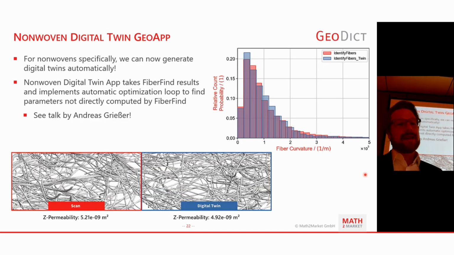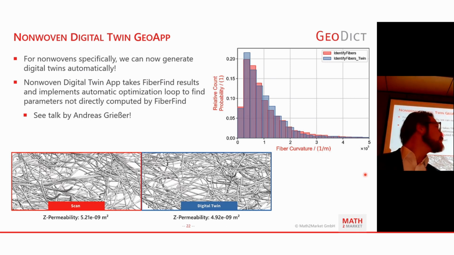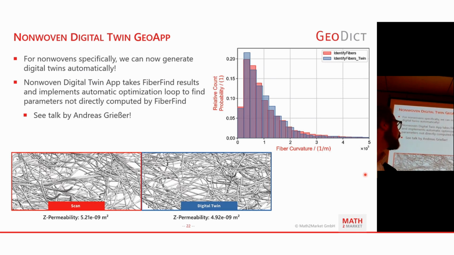Specifically for nonwovens, on the other hand, we now have the nonwoven digital twin app, which can generate digital twins pretty much automatically. Here we take the FiberFind results of a micro-CT scan and implement an automatic optimization loop which finds those parameters which are not directly computed by FiberFind, not by trial and error, but by the guided optimization approach. And for details, please see the talk by my colleague Andreas Grieser.